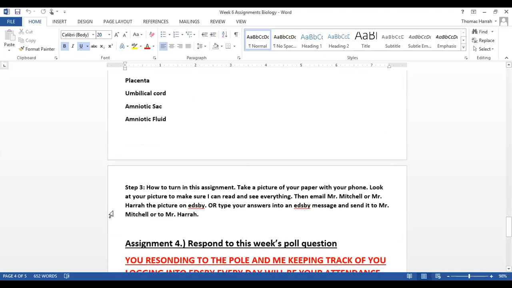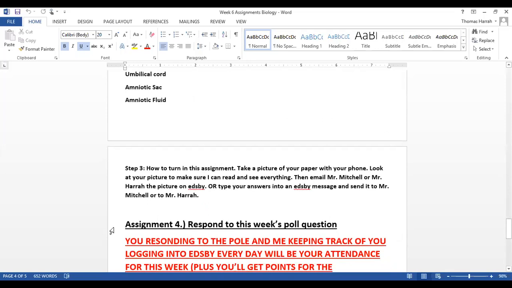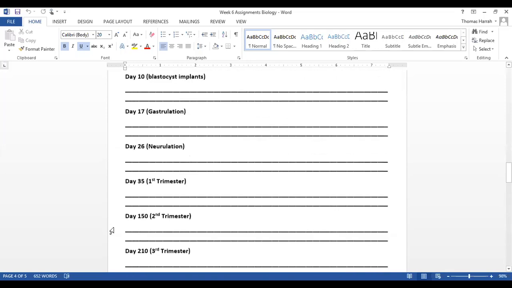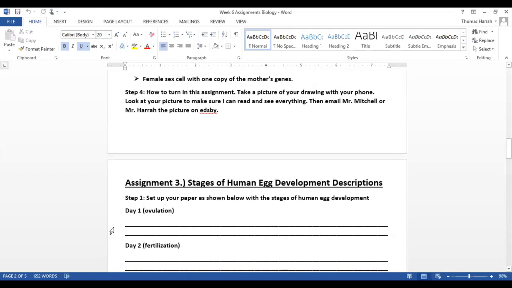You can take a picture of your paper with your phone, look at your picture, make sure I can read it and see everything, and then email it to Mr. Mitchell or to Mr. Harrah on EDSB, or type your answers into an EDSB message and send them to Mr. Mitchell or to Mr. Harrah, depending on what period you're in. So that is assignment 3.